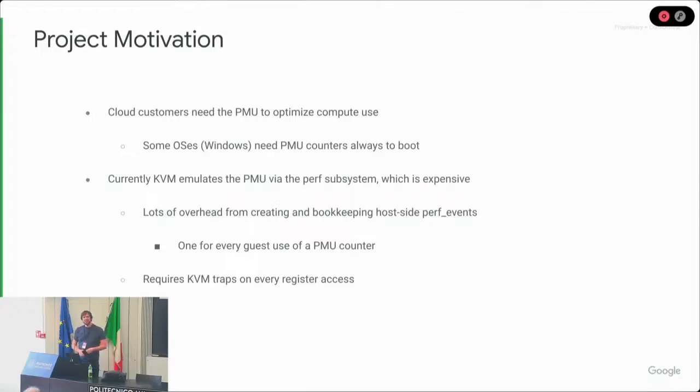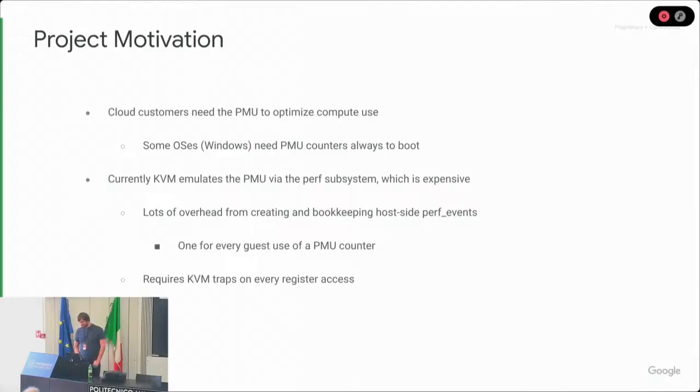And currently, how KVM handles the PMU is it emulates it through the host perf subsystem, which is fairly expensive. The cost of the overhead comes from needing to create host-side perf events for every guest use of a counter, which is a lot of bookkeeping. And then there is some lesser but still significant overhead of KVM needing to trap every access to a PMU register.